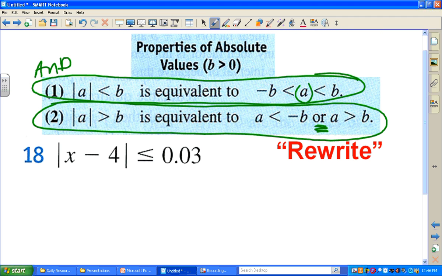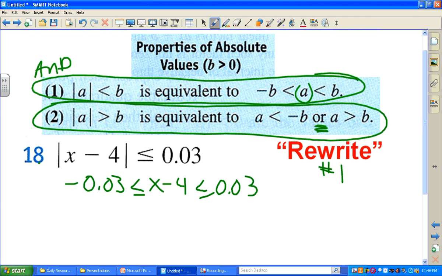All right. Now, before we solve it, you have to get rid of all the grouping symbols. So I get rid of the absolute values. Which one is this? Is this going to be 1 or 2? Rewriting using number 1 or rewriting number 2? Number 1. So rewrite it using number 1. Nice. Negative 0.03 is less than or equal to x minus 4, less than or equal to 0.03. Fantastic.